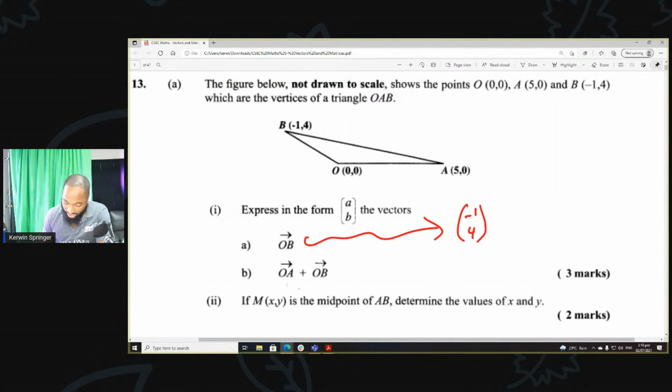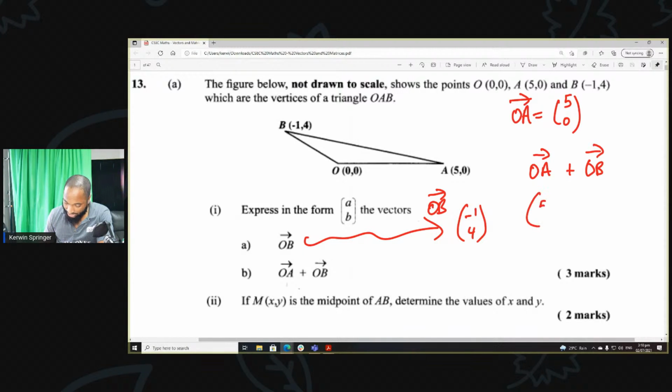Yeah. So OA is 5, 0. Let's write it like vectors now. A little rusty. OA is 5, 0, and OB is here. So if that's OA plus OB, you just want us to add these two things together? Negative 1, 4 plus 5, 0. That's what we're looking at. We get 4, 4.